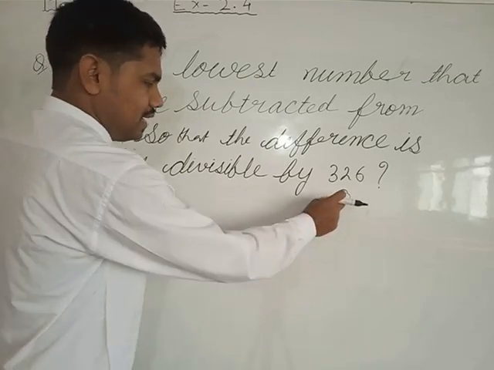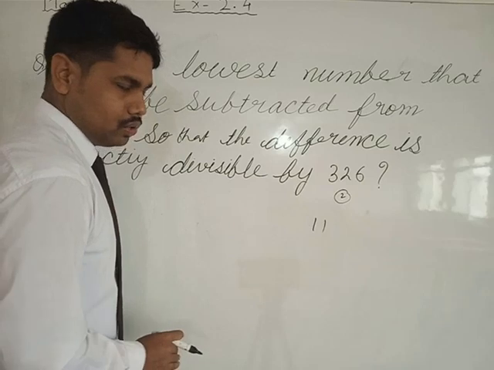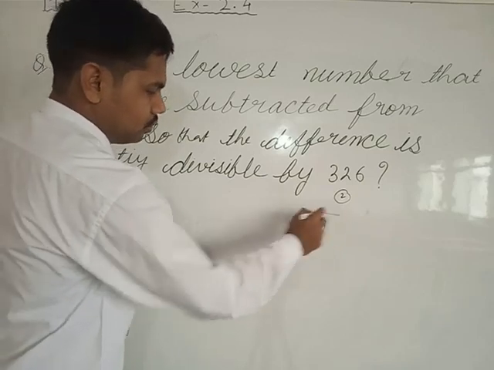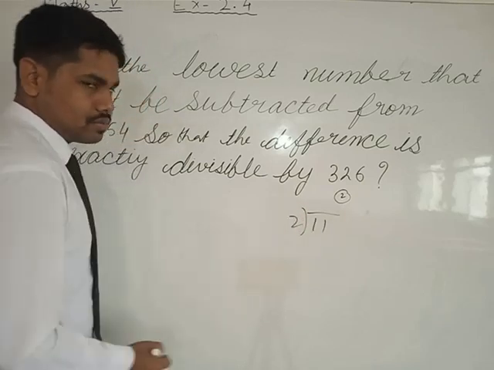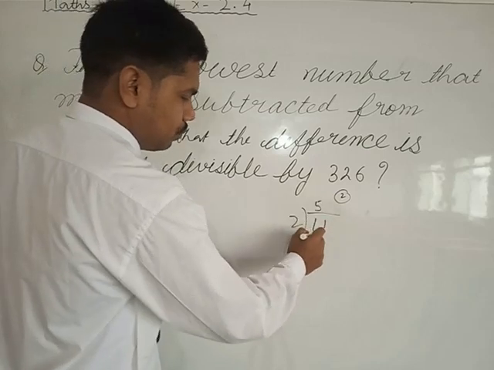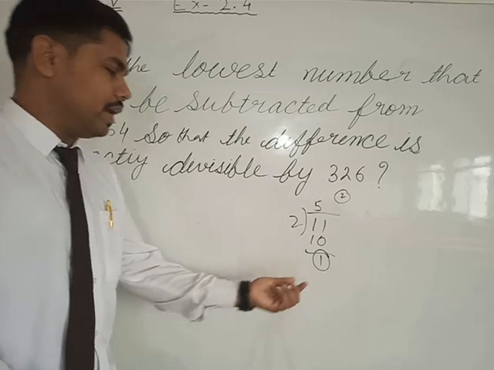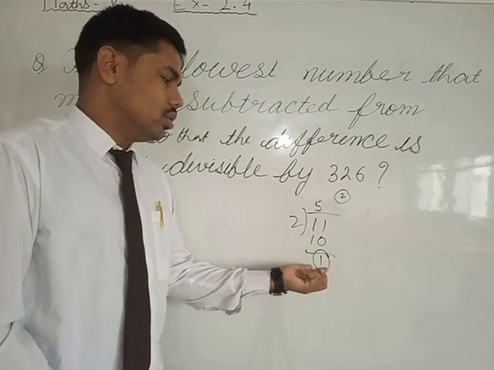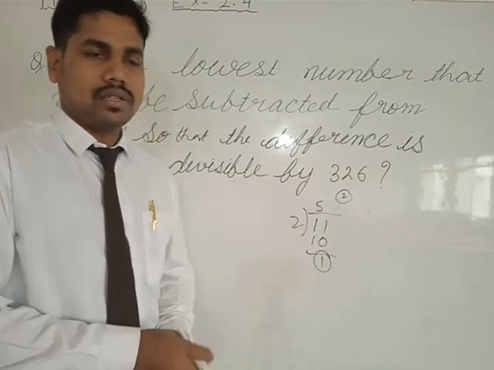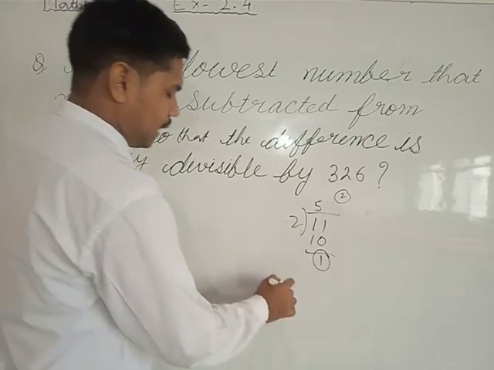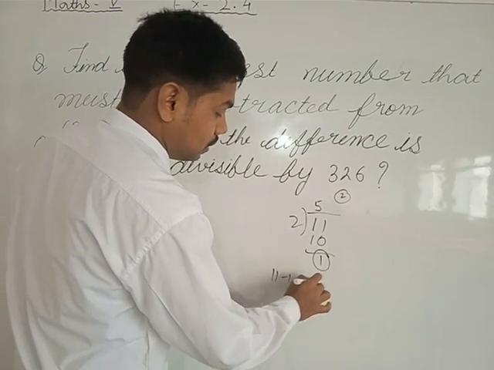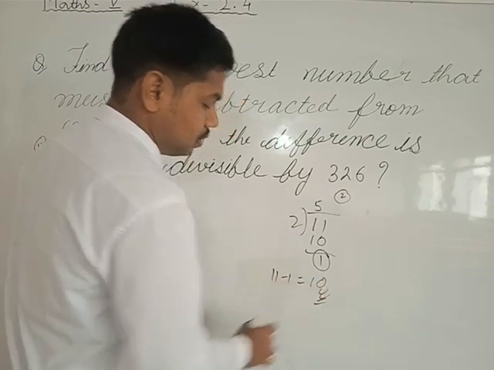You have to divide the same number by 2. So 11 we will divide by 2. How many times? 5 times, 5 twos are 10. 1 is the remainder. Whatever remainder you are getting, we will subtract it from this number. So 11 minus 1, 10 is the answer.